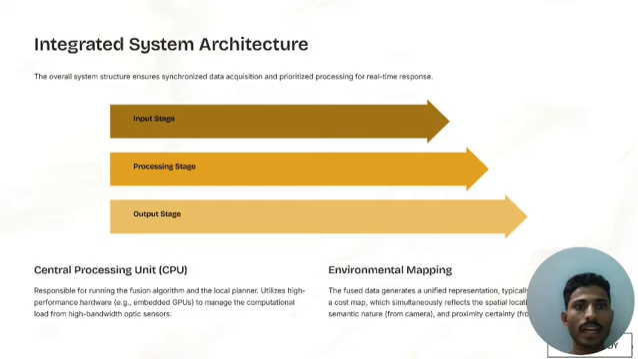Integrated system architecture. The overall system structure includes decomposition and prioritized processing for real-time response: input stage, processing stage, and output stage. The central processing unit is responsible for running the fusion algorithm and the local planner, and utilizes high performance hardware to manage the compute load from high bandwidth optic sensors. And then environmental mapping. The fused data generates a unified representation.